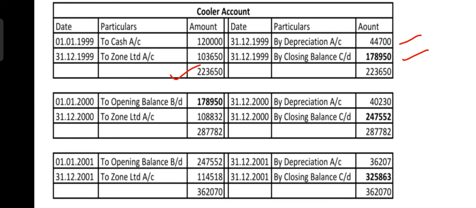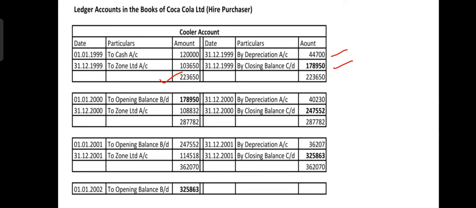Again in the third installment, how much amount you are paying in the name of installment, 1,20,000. Out of that you are paying for the asset only 1,14,518. So at the end of the year you are charging depreciation 36,207. So now we are going to close this for year 2001. Find the total of debit, that is 3,62,070. Write the same under credit, 3,62,070. Now out of 3,62,070 deduct this 36,207. You will get the balancing figure 3,25,863. And at the end of year 3 the closing balance becomes the opening balance for year 4.